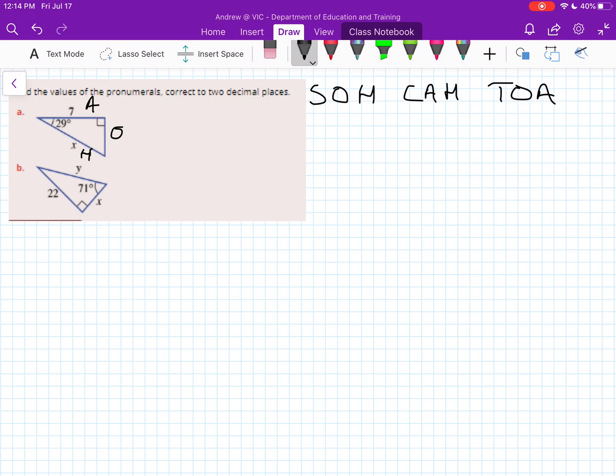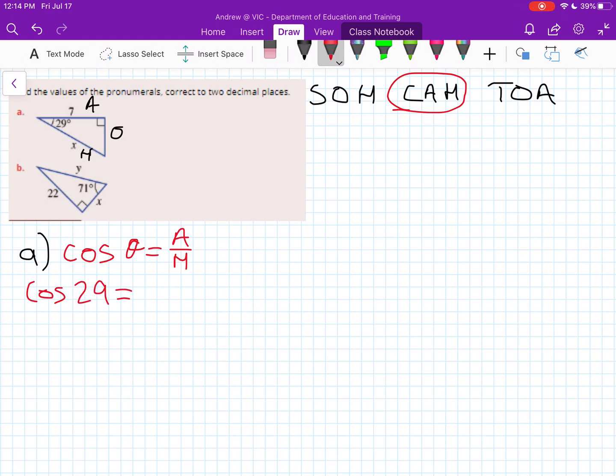Okay, so hopefully from our first one we can see that we have to use adjacent and hypotenuse to work out x. Okay, adjacent and hypotenuse, hopefully you realize that's our cos. So cosine theta is equal to adjacent over hypotenuse. Hopefully you remember how to set these up. So our cosine of 29 is equal to our adjacent, which is 7, and our hypotenuse is x.